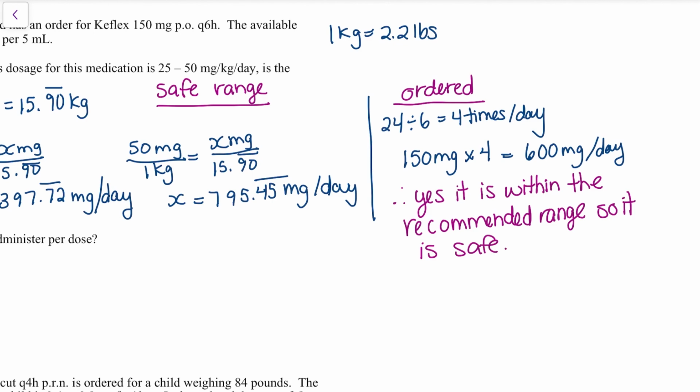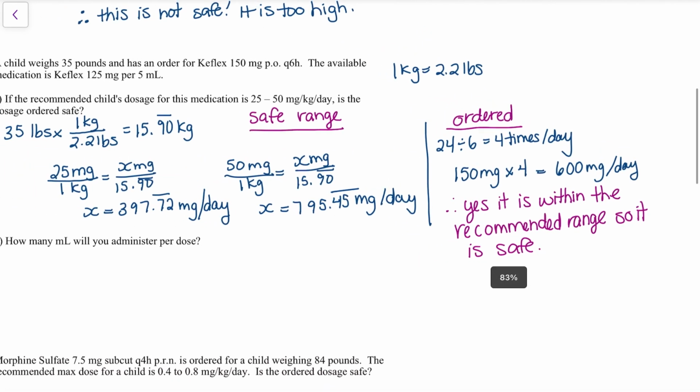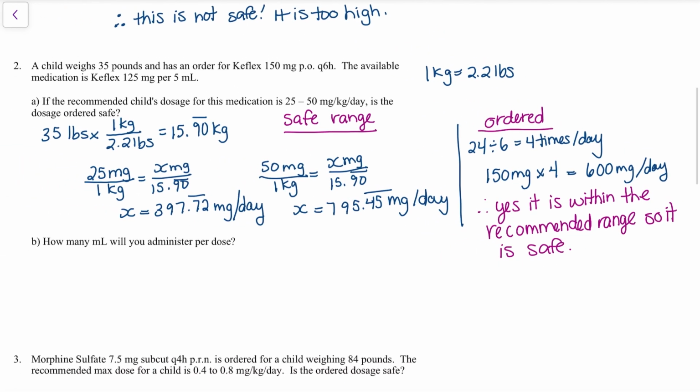So it is safe. A few steps I had to do here. First, I did a conversion from pounds to kilograms, because that is what the medication range was given in. I then looked at that safe range to see what is the low point and the high point of that range per day. Then I looked at what was ordered, how much they were getting per day, and compared that.